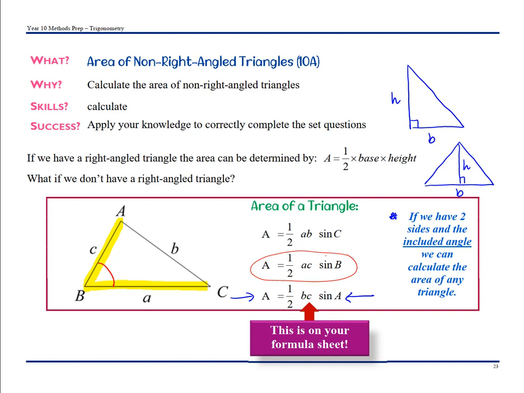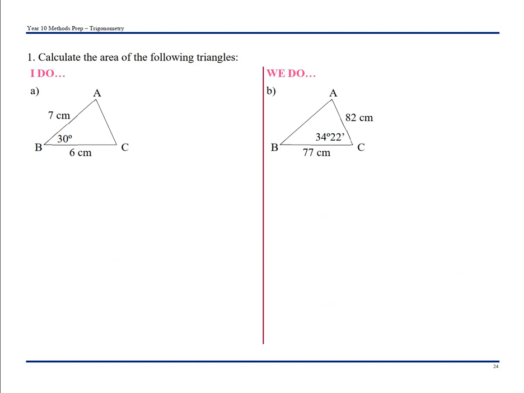The more you use the formula, the easier it will become, because you'll notice that your angle and these letters here don't match. Okay, so if you've got sine B, then you're multiplying your sides A and C. If you've got sine C, you're multiplying your sides A and B. So think about what you're doing more so than trying to memorize formulas. So let's look at some examples. Calculate the area of the following triangles.